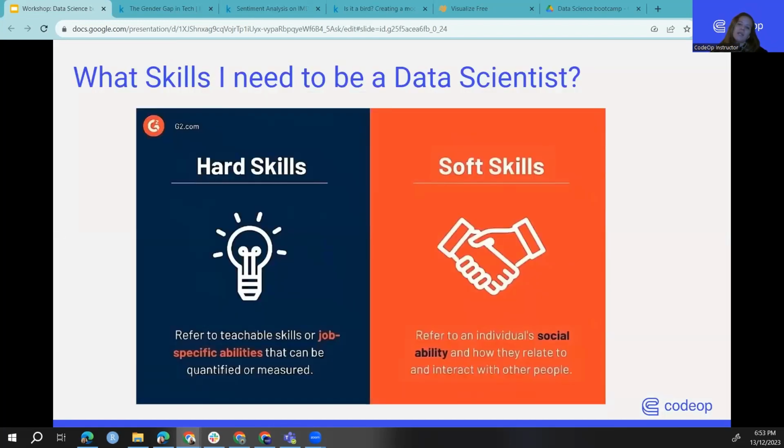What skills do I need to be a data scientist? All right, so we need to first differentiate between hard skills and soft skills. The hard skills refer to the specific skills that you need for the job. And the soft skills are the ones that we maybe already have naturally, and those are related to things like interacting with other people.